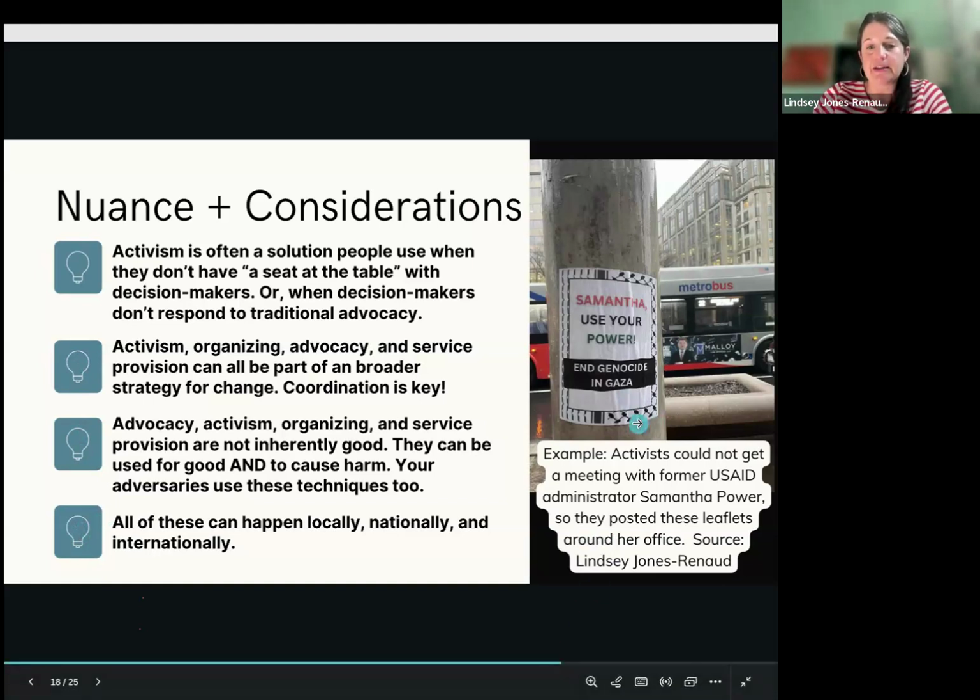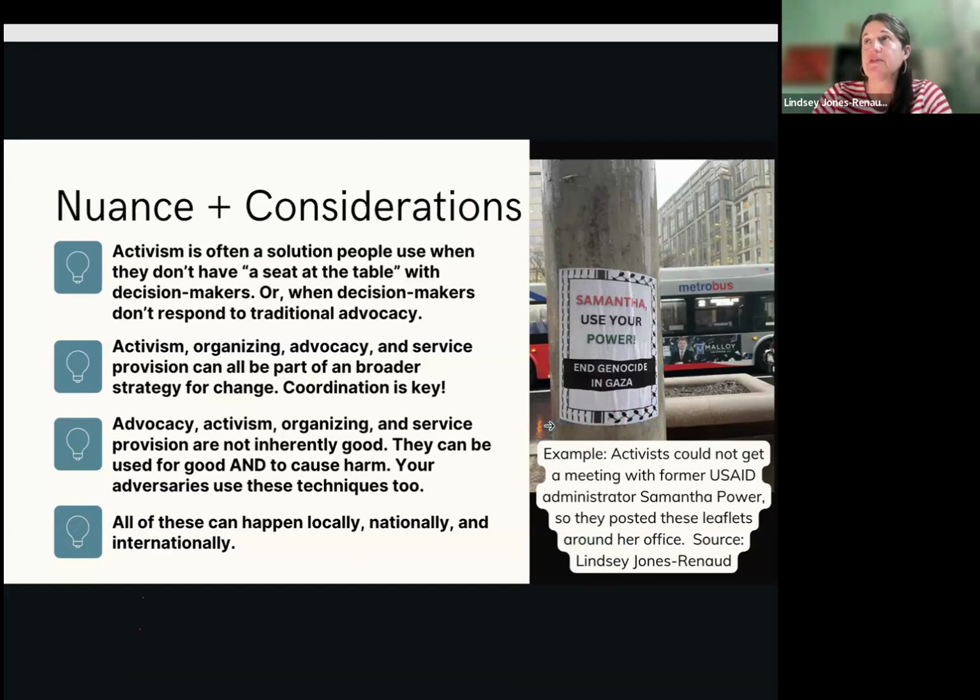So here's an example. This is another thing I was a part of. I talked about that group of development professionals. We could not get a meeting with USAID Administrator Samantha Power. We were trying to get her to call what was happening in Palestine, in Gaza, a genocide. We couldn't get a meeting, so we posted these leaflets around her office. And this is an example of activism. I would say this is an example of activism.